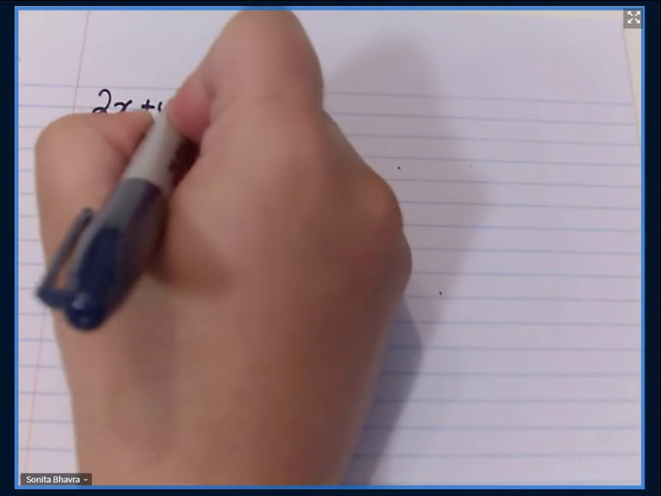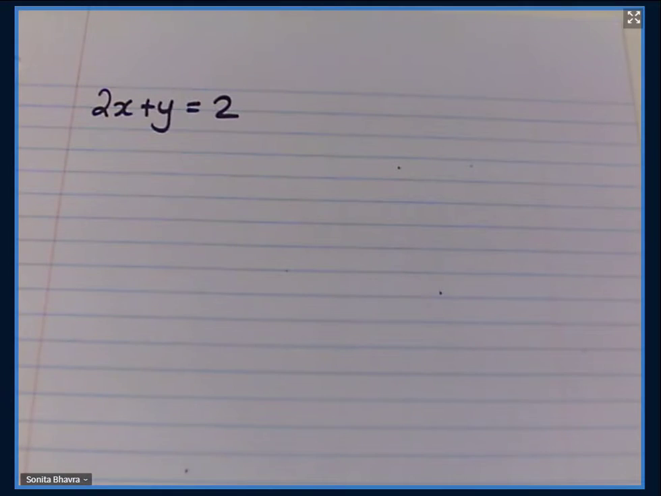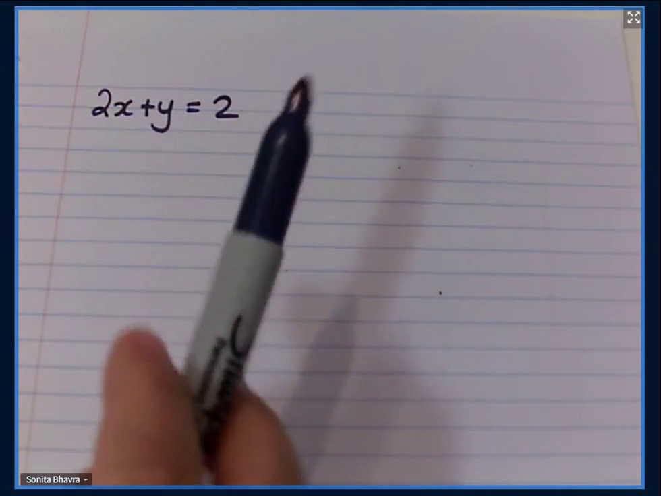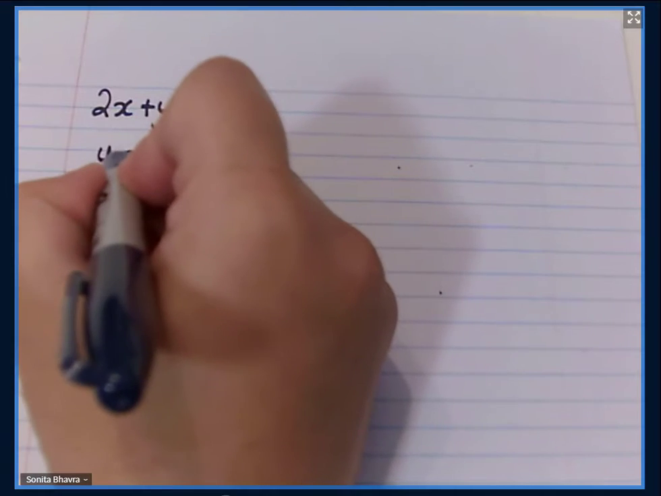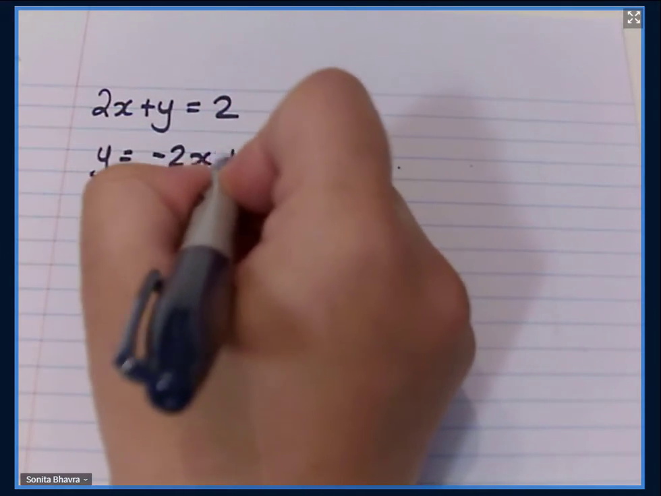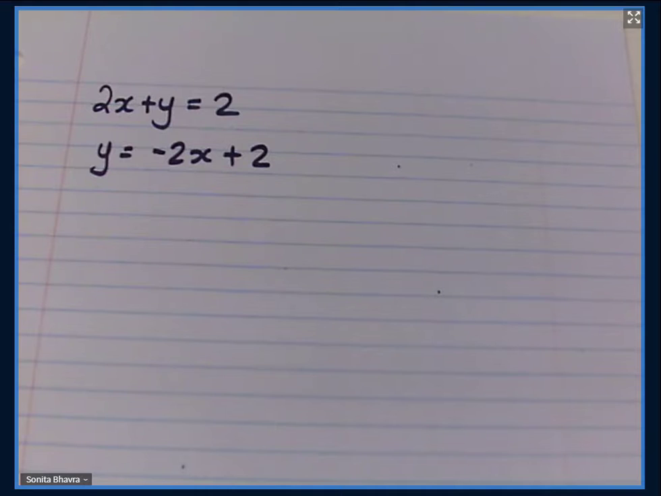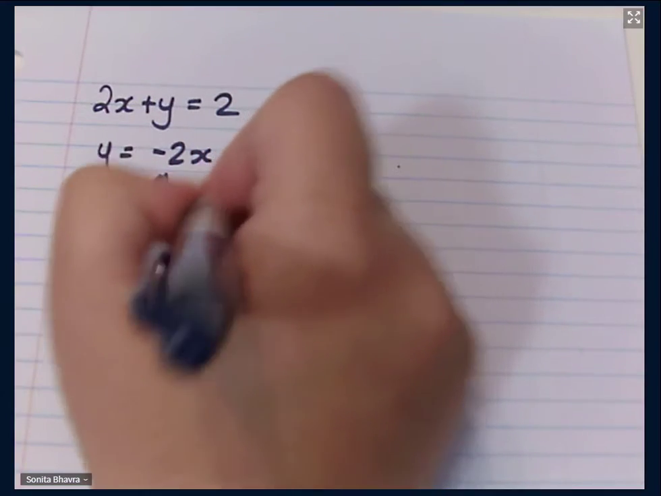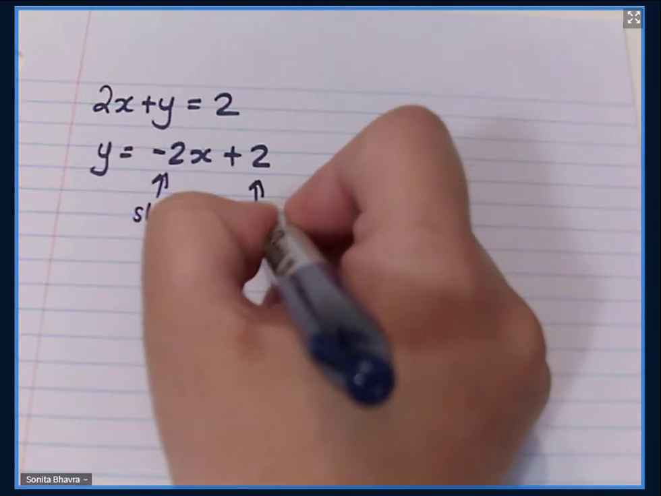So our first equation is 2x plus y is equal to 2. That's our first equation. So looking at this one, it's very easy because we just have y here. So just subtract the 2x on both sides. So y is equal to -2x plus 2. So that's our first equation. This is our slope, and this is the y-intercept.